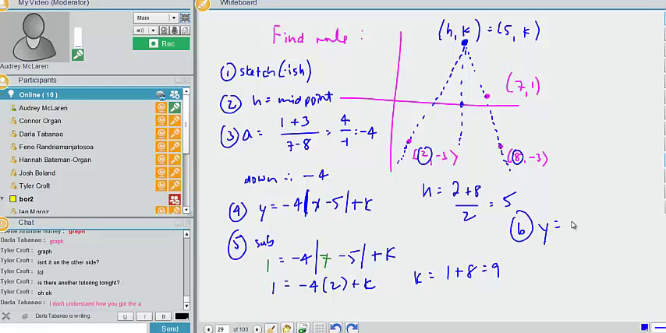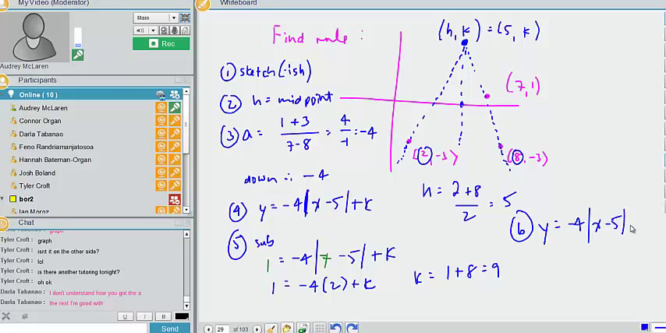Answers. So it comes to -4|x - 5| + 9. How I got the a?